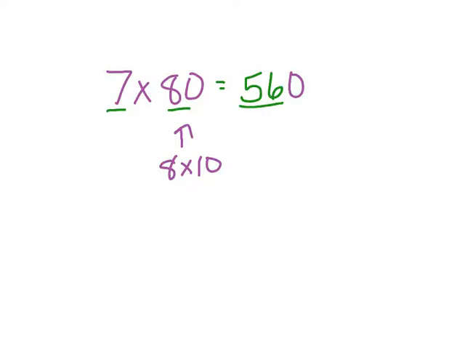So let's do another example. Okay, let's do 4 times 50. I know that 4 times 5 is 20, and I count how many zeros I have left over, and it's 1, so I just add that 1. So 4 times 50 is 200.